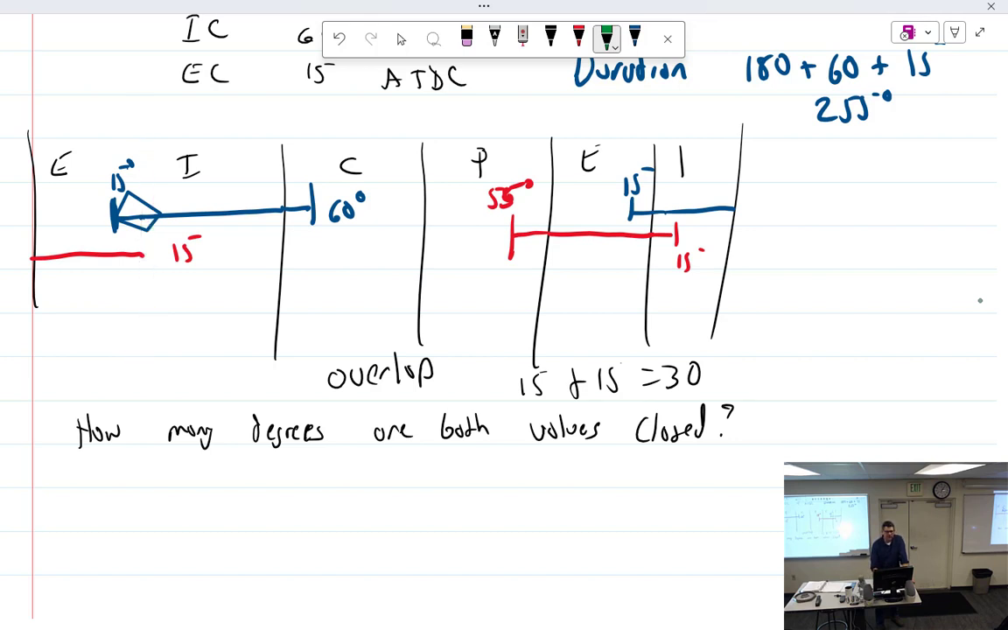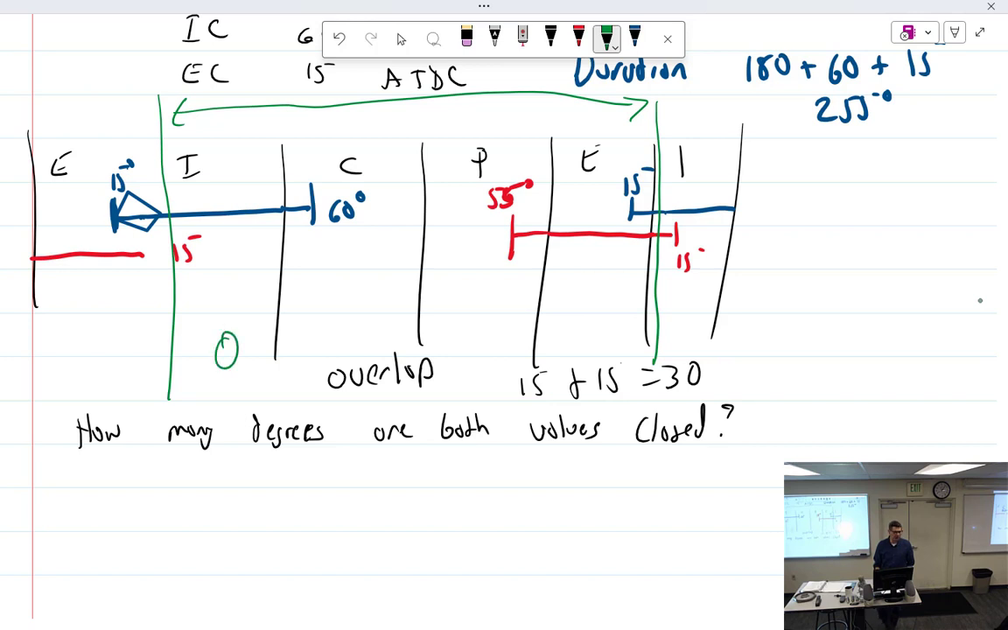1, 2, 3, 4. Right? So there's my 4 strokes between here and here. I'm saying how many degrees are both valves closed? How many degrees are both valves closed in the intake? 0. How many degrees are both valves closed here? 120. Okay, it's 180 minus 60 for 120. How about here? 125. 180 minus 55 is 125.